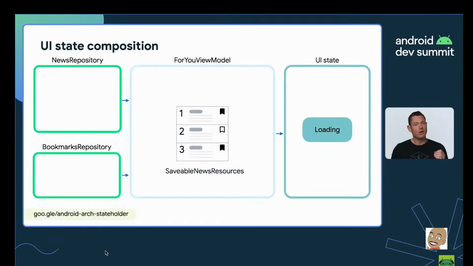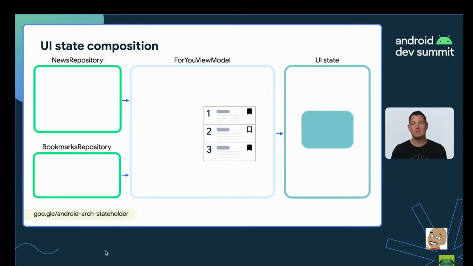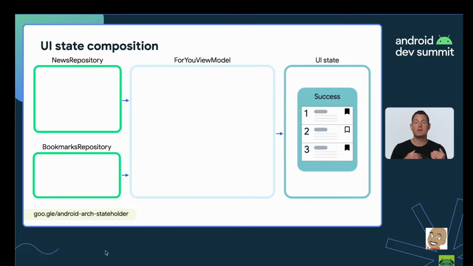Let's go back to our view model diagram for a second. Once the data is combined, our view model needs to convert this to a UI state, which can be one of two possible values: loading or success. Loading is used when data is being initially loaded, usually when the news resources are being loaded over the network. And success is used when the data has been loaded successfully. It contains the list of savable news resources so the UI can display them. Here's the code which does that.